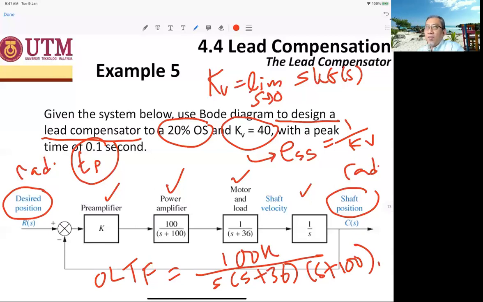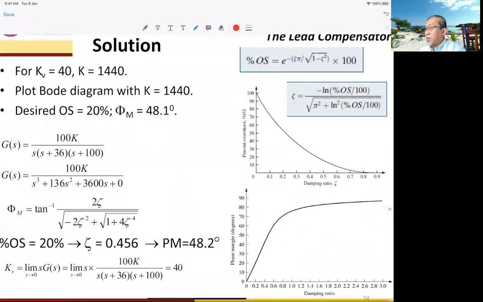And this system has Kv equal to 40, meaning that this system is a system type 1, because you have an s over here. So as I told you before, Kv equal to 40 will give you the gain of the system at 1440. How do you get this? The workout is down over here.